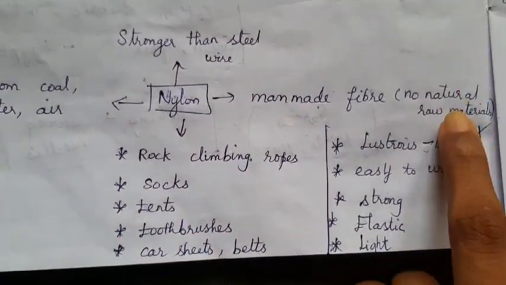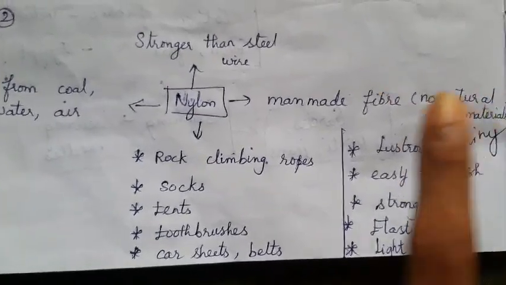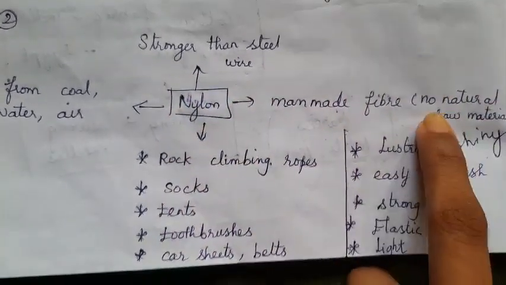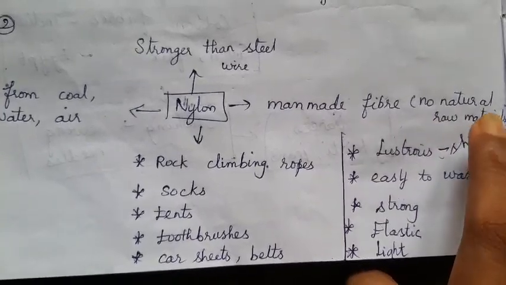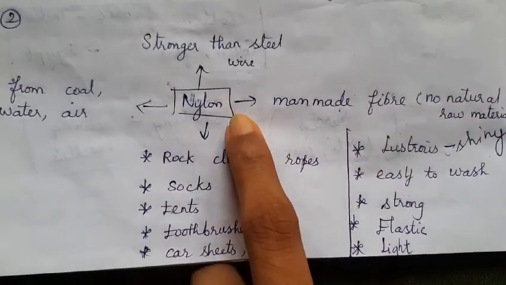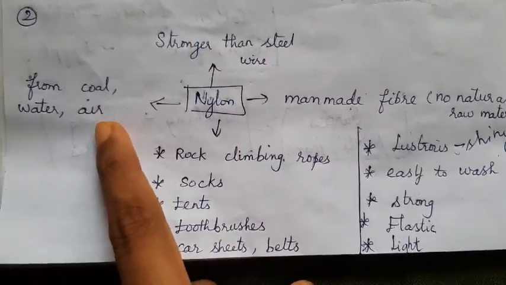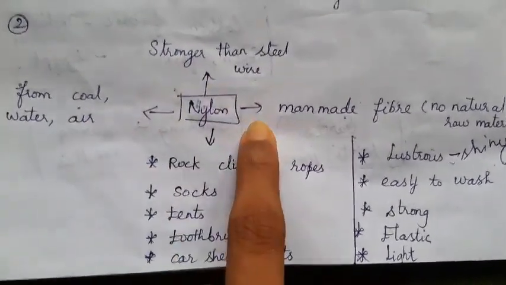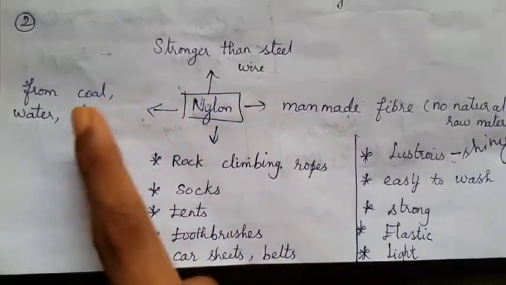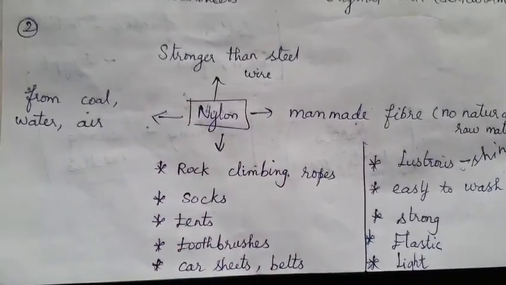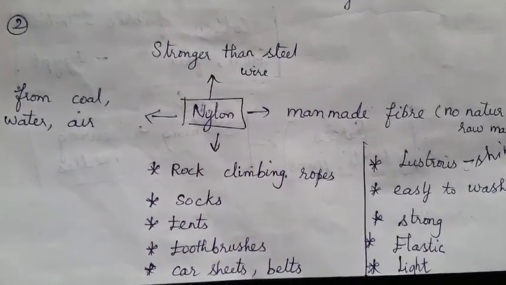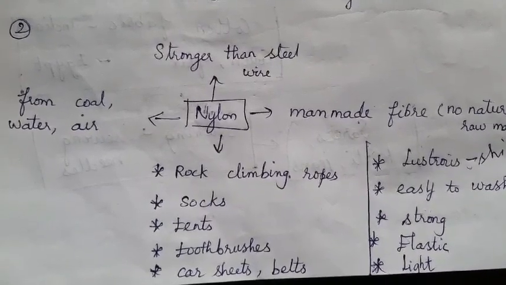Though it comes from a natural source, nylon is not a natural raw material. It is not naturally available. I have prepared it by my own self by using the natural resources. I am bringing a new product by using the natural resources. So it will not be considered under natural fibers.